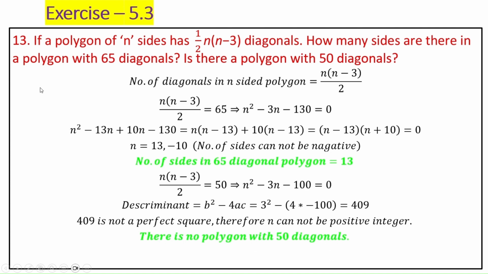The difference of this question from the previous ones is that here we are expecting an integer solution, because the number of sides cannot be a fraction, right? Even though a real solution exists, we don't want a fractional solution here. So only integer values is what we are looking at. Since there is no integer solution with this discriminant 409, there is no polygon with 50 diagonals. Just check the difference between this question and the rest of the questions.